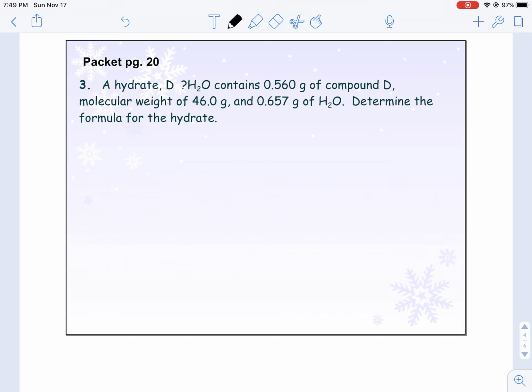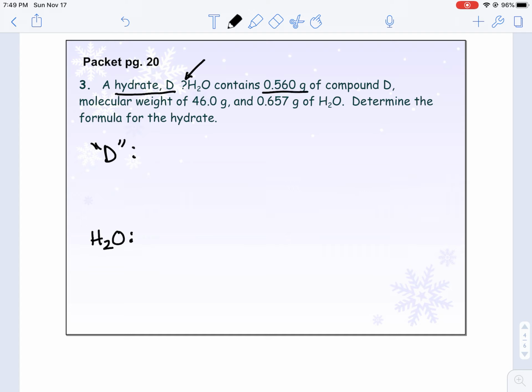So the first few problems on page 20 in your packet, instead of giving you an actual compound, we just give them generic letters. So I'm going to do 2 examples from your packet. The first one is on page 20, and it's number 3. So we're calling this hydrate D. And then the question mark just means that you're trying to figure out how many moles of water is attached to this. So I'm going to separate this into the anhydrous salt compound D and then the water portion.